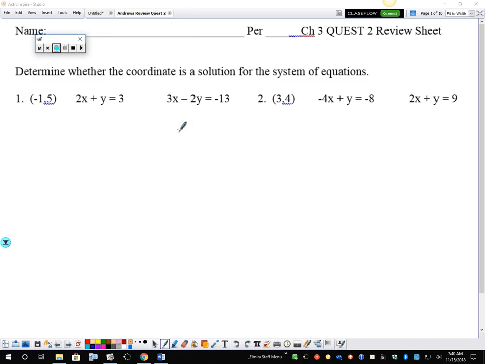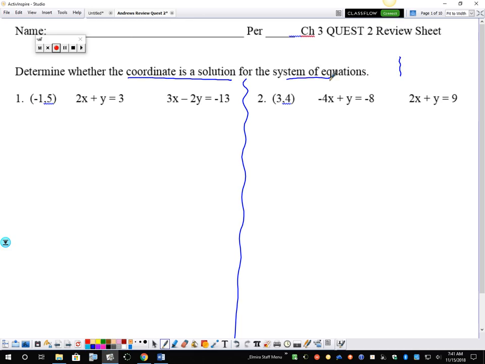Hi guys. Okay, this is the review for the second quest for Chapter 3. Questions 1 and 2. Just want to make sure that you understand what you're being asked to do in questions 1 and 2. Okay, so draw a line down between them, okay? Because what it's asking is to determine whether the coordinate is a solution for the system.